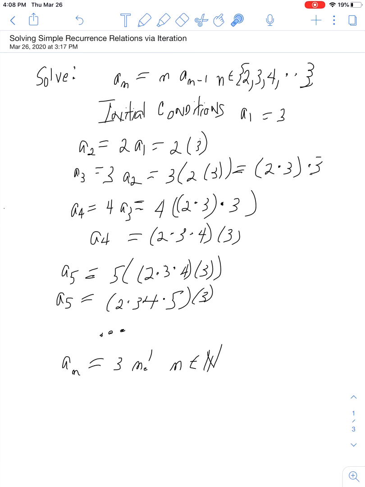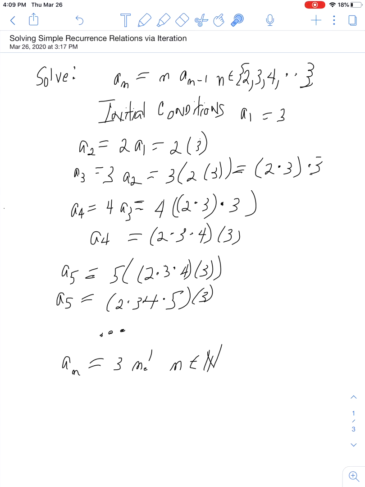So let's start out with a sub 1 is 3, then a sub 2. If you go back up here to our recurrence relation, a sub 2 is 2 times a sub 1. So that turns out to be 2 times 3. Now, of course, we know that's 6, but we don't want to simplify that much because that's going to hide the pattern. Now let's go to a sub 3. Well, a sub 3 is 3 times a sub 2, which is going to be 3 times, and then a sub 2 is 2 times 3.